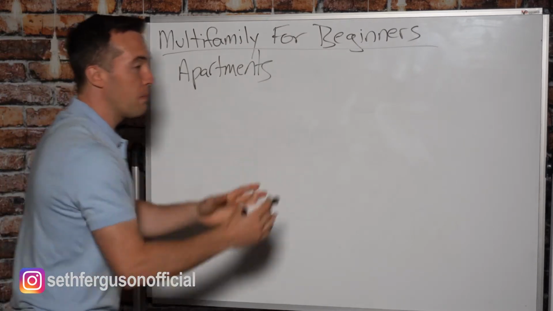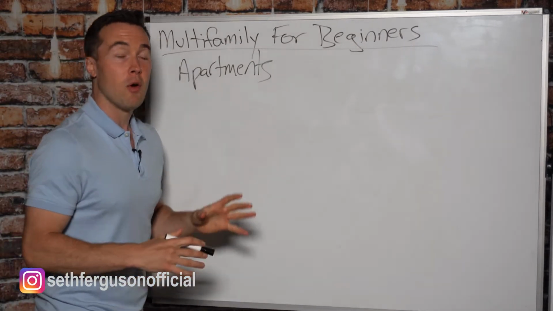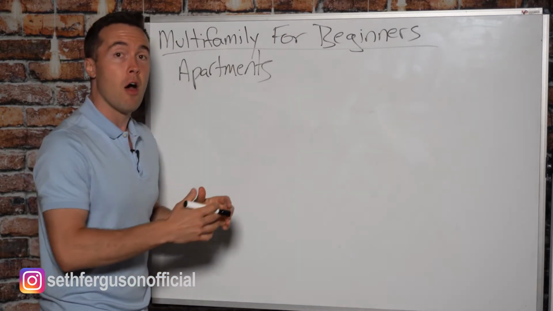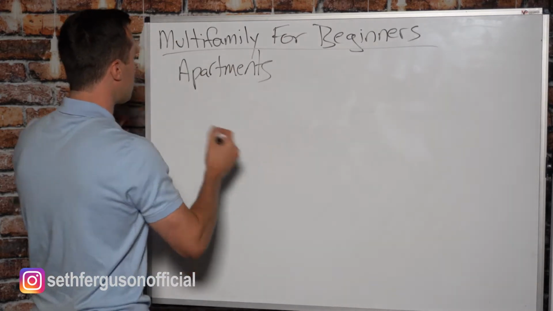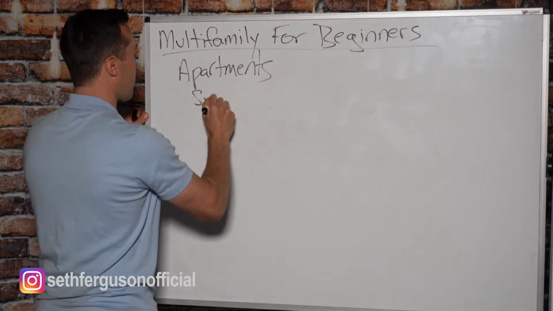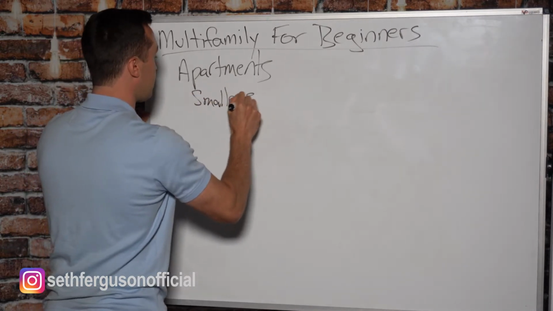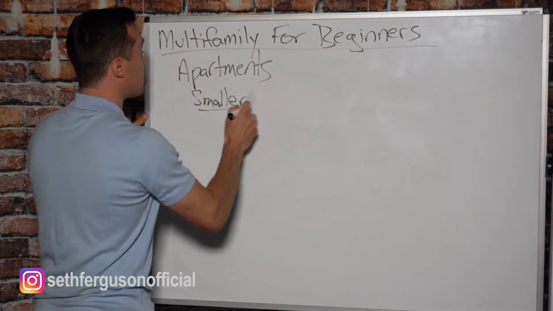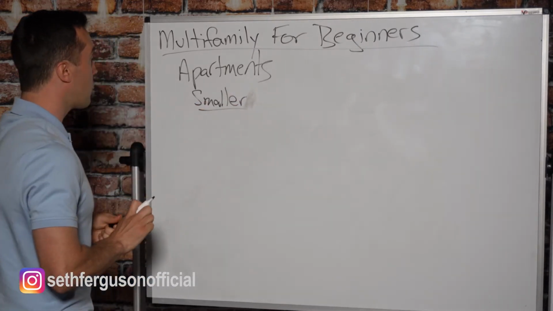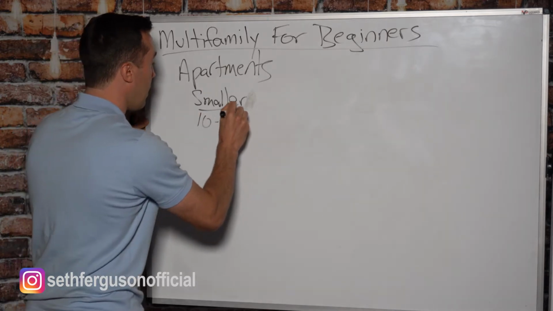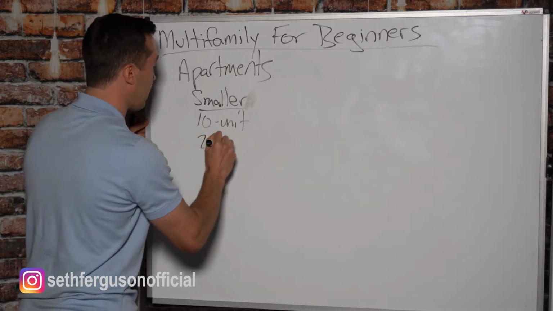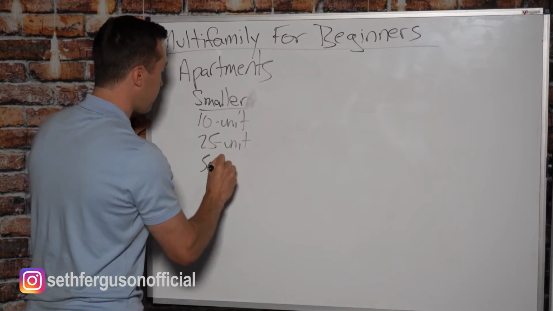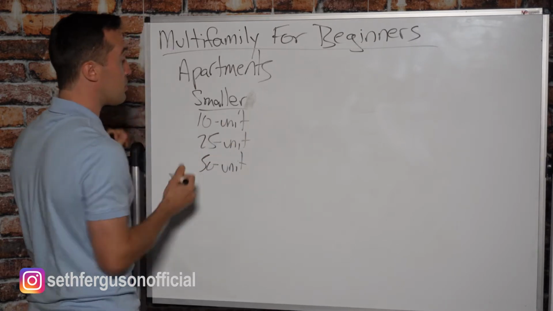Now, if you're talking with one person and they're saying multifamily, they mean apartments on a bigger scale. Another person might mean multifamily on a smaller scale. So we've got some smaller multifamily buildings, and these could be a 10-unit property, a 25-unit building, or even a 50-unit building. These tend to be on the smaller side.